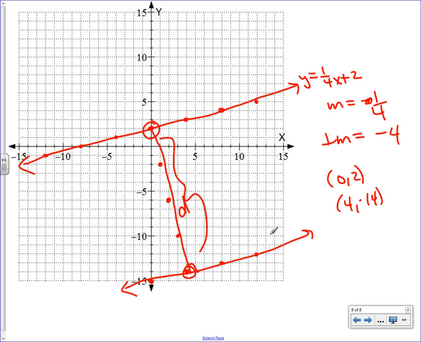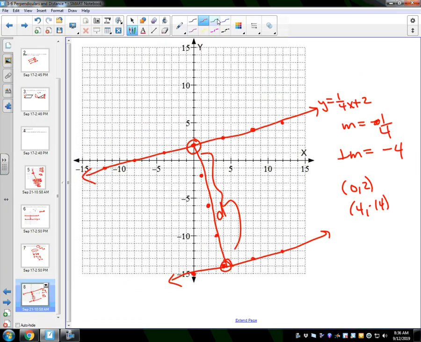Okay, let me get a different color. Let's try green maybe, I don't know.